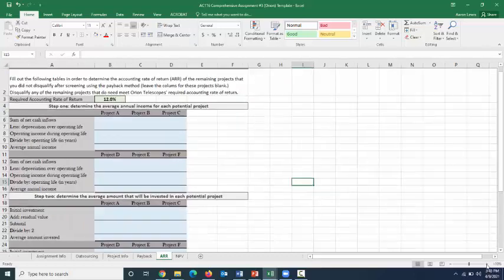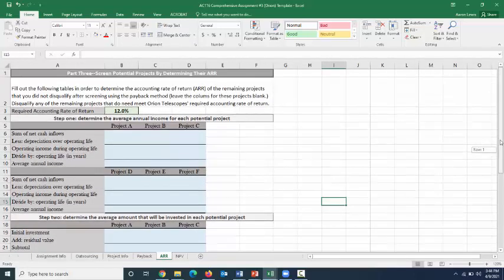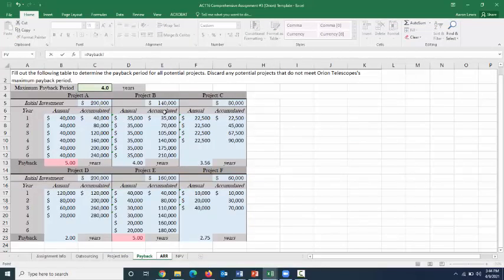Make this a little bit bigger here. There we go. For projects B, C, D, and F, the first thing we need to find to do our accounting rate of return is the average annual income. So for project B, we need the sum of the net cash inflows from that project. Well, we just found that on the payback tab. If we go back to our payback tab, we see that project B is going to bring in a total of $210,000 of accumulated net cash inflows, or the sum of their net cash inflows. So we bring that over.